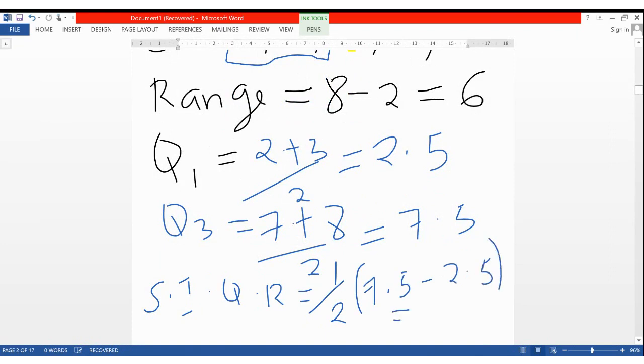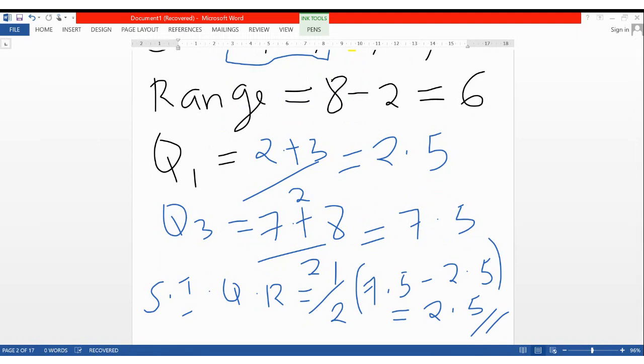If you are told the interquartile range, you remove the half, so it is just 5. But because of the word semi, we must divide it by 2. I think I'll do another example, just bear with me, to make this one a bit clearer. Maybe now go to the variance.